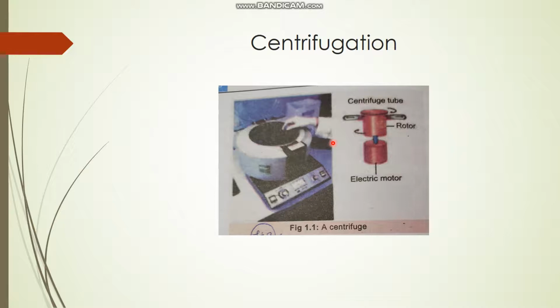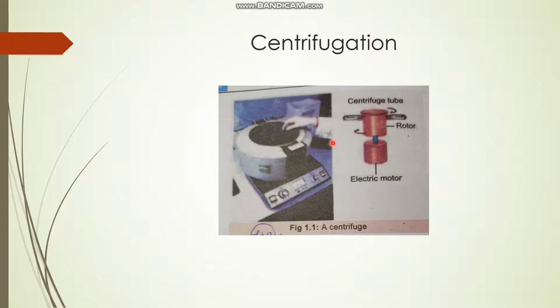So the mixture from homogenization is centrifuged in a centrifuge machine. What you are looking at is a centrifuge. Now, what is centrifugation? It is the process to separate substances on the basis of their size and densities under the influence of a centrifugal force. For this purpose, we use a machine, what you are looking at, a centrifuge.